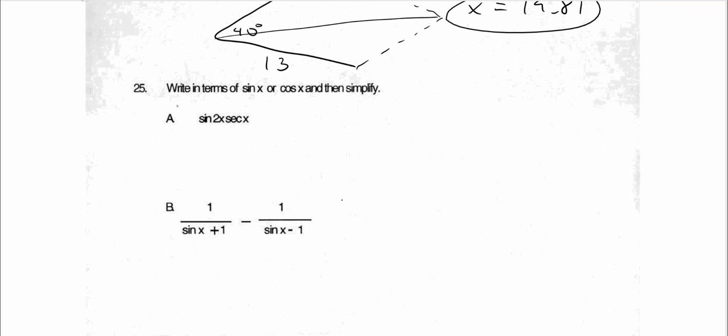Number 25: write in terms of sine and cosine, then simplify. Of course, sine of 2x is 2 sine of x cosine of x, and secant is 1 over cosine of x. So the cosines cancel, and you have 2 sine of x.